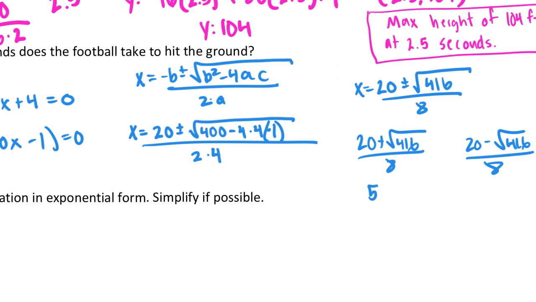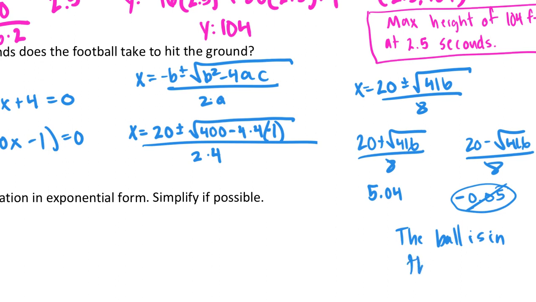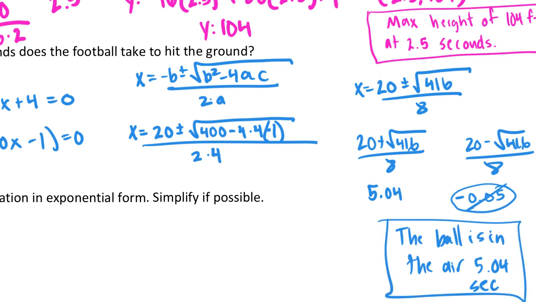So this first one is 5.04 seconds, and the second one is negative 0.045 seconds. All right, so those are the time the ball is in the air. Now our negative one does not make sense, so our final answer is the ball is in the air 5.04 seconds before it hits the ground. That's our final answer. Our initial height is 4. That's our y-intercept, if that's being asked for.